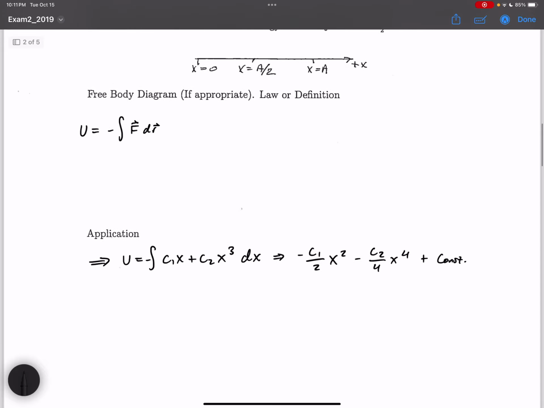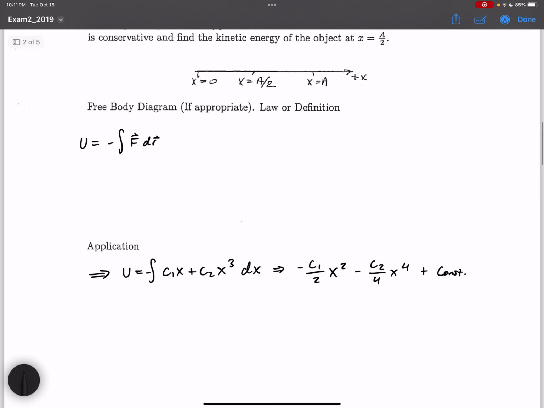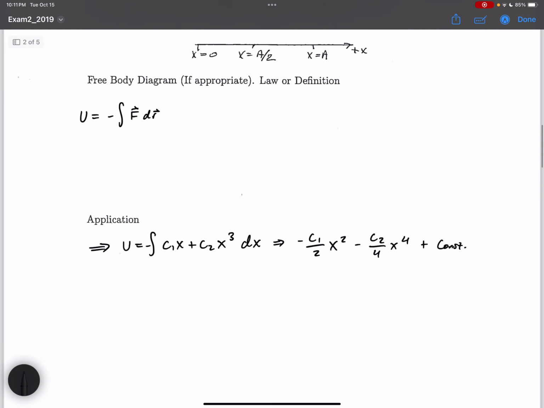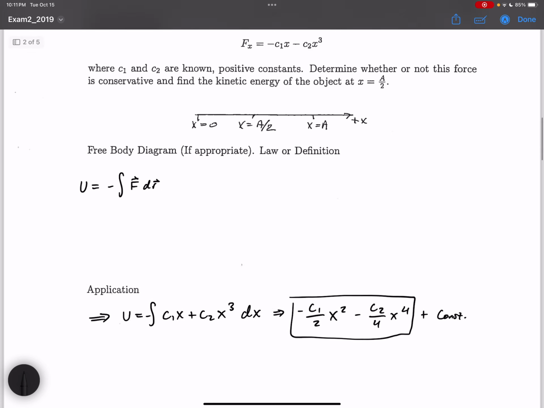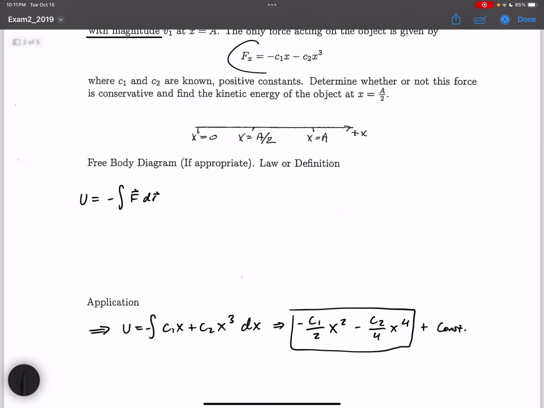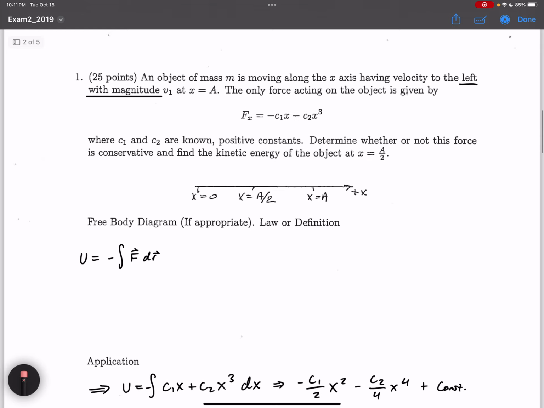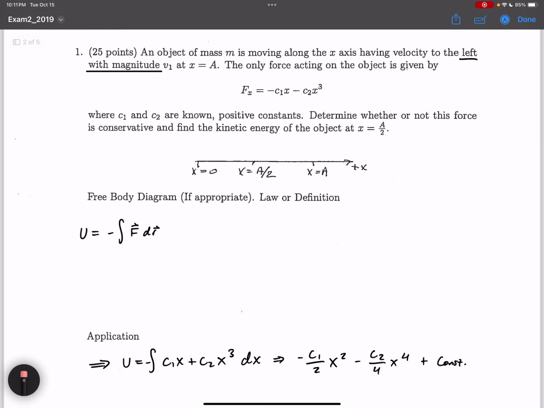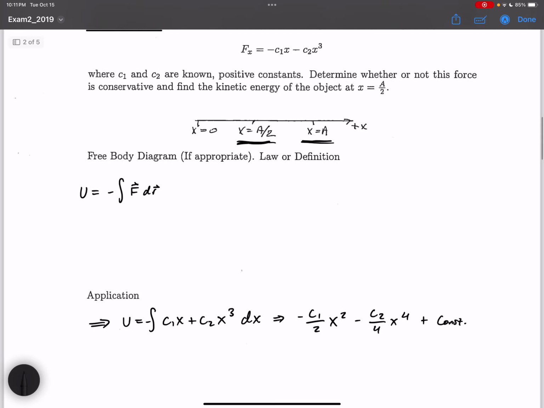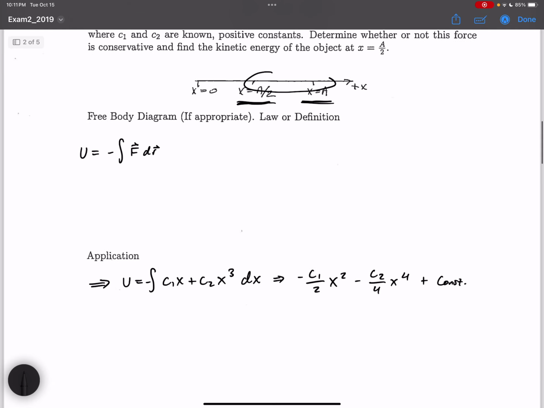We know it's conservative because when we take the negative derivative of this function, we get our force back. If you can go back and forth like that, then it's a conservative force. Now it's asking, determine whether or not this force is conservative, and then find the kinetic energy of the object at x equals a over 2. We know that we're at a, first and foremost, so we're going to be integrating along this distance.